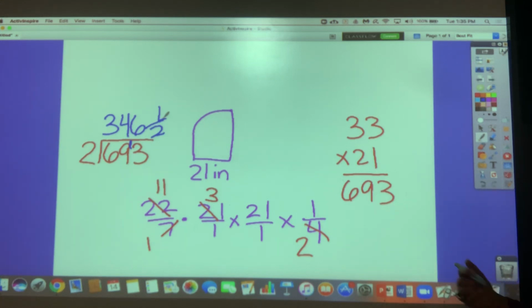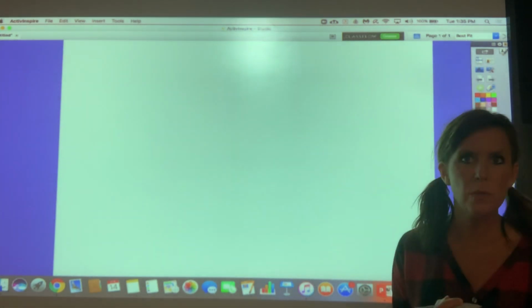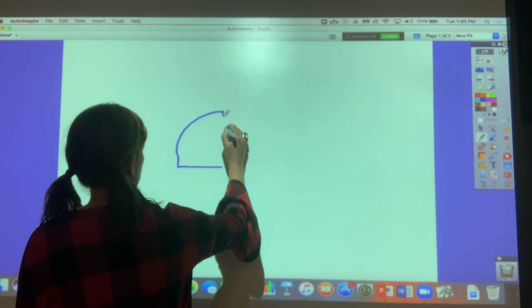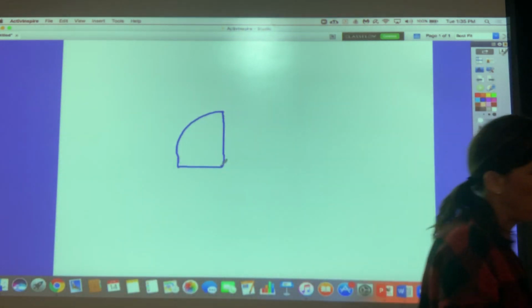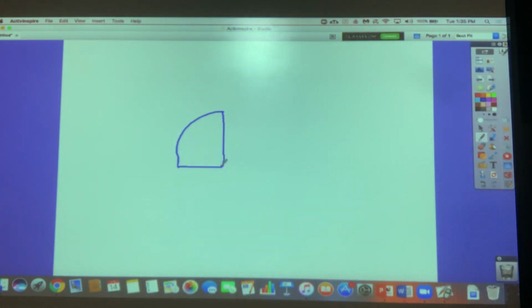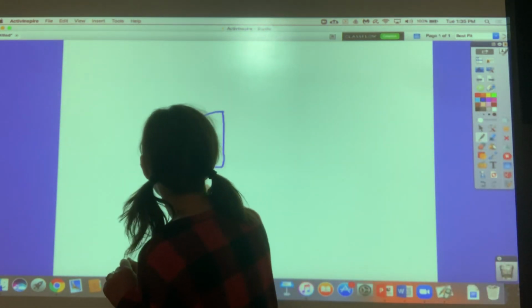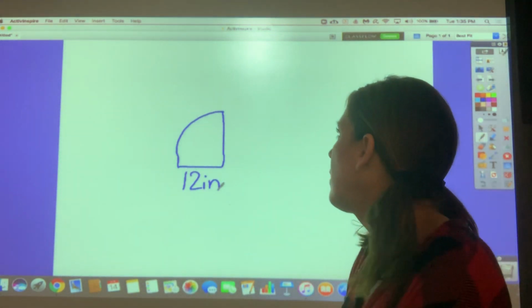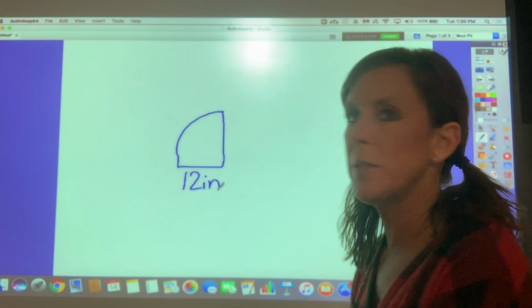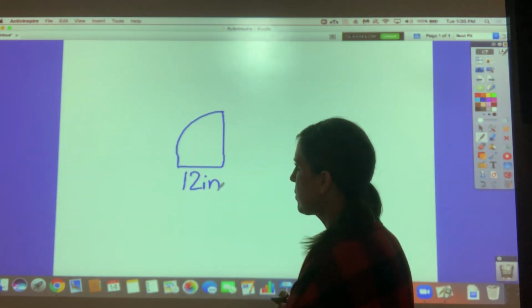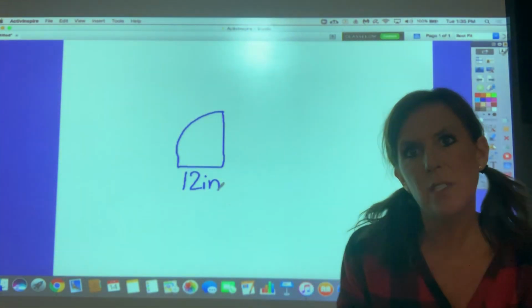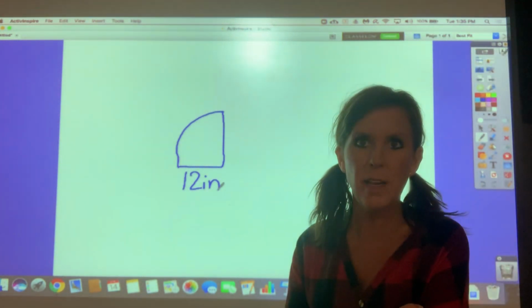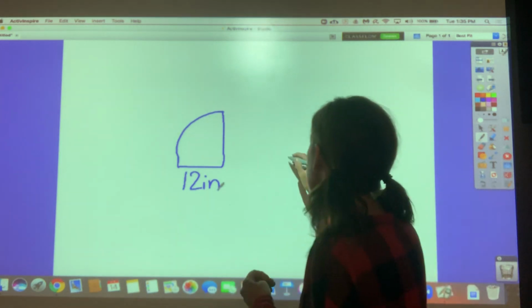Okay, let's look at a quadrant that we'll need to use 3.14 on. Okay, so we have a quadrant, and the quadrant has a radius of 12 inches. So we want to find the area of the quadrant. So again, area equals pi r squared. So the first thing we need to do is square the radius. So 12 times 12, which hopefully you know is 144.